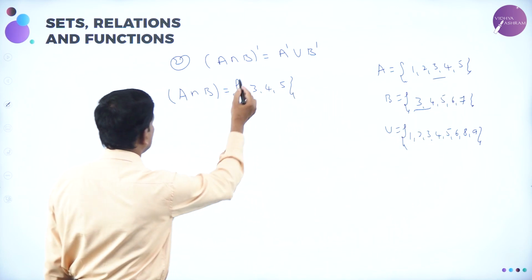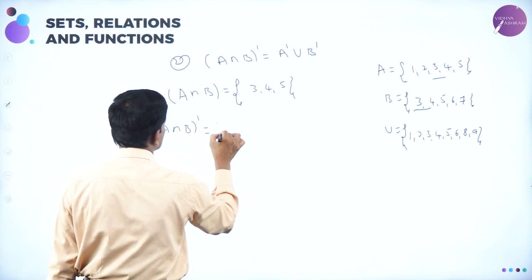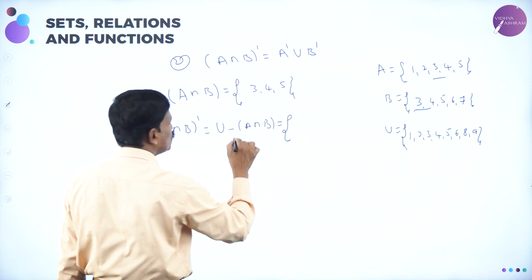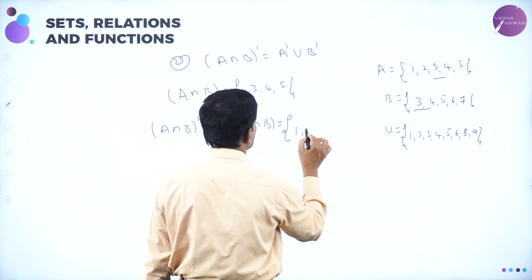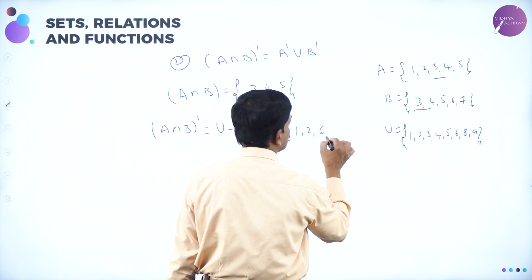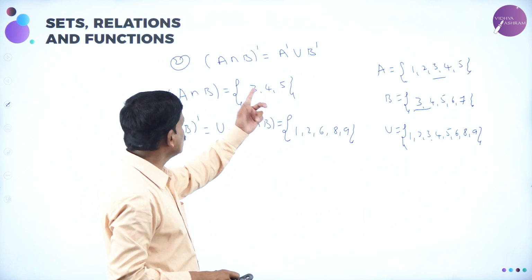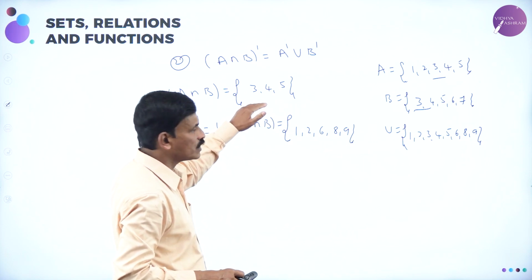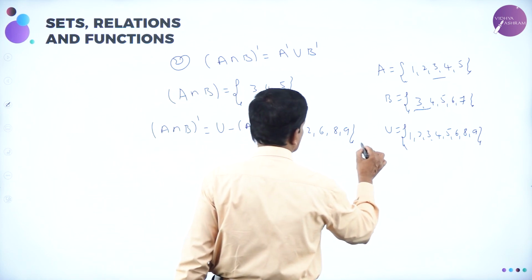Now, what is to find? A intersection B whole dash. A intersection B whole dash is nothing but U minus A intersection B. All the elements which are in U but not in A intersection B. 1 is there, 2 is there, 3, 4, 5 are included in the intersection, so leave those, then 6, 8 and 9. So it is 1, 2, 6, 8, 9. Let us represent this as equation number 1.